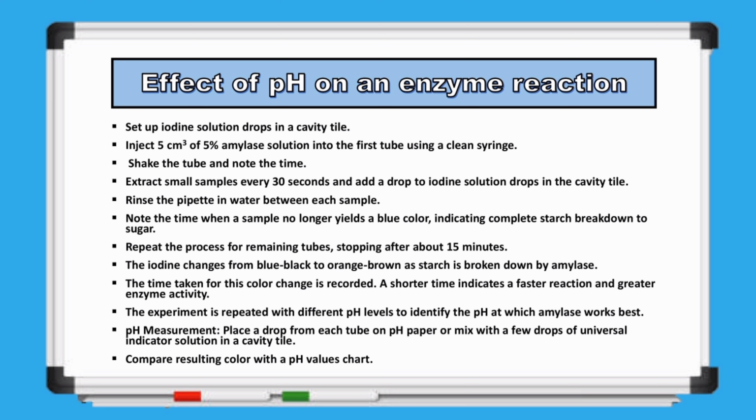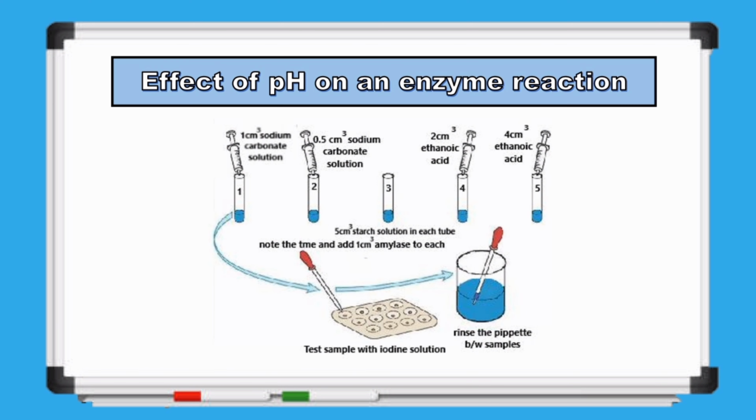Ultimately, this investigation helps us determine how pH affects enzyme activity and identify the pH level at which the enzyme, amylase, functions most effectively. This method provides a practical way to explore the relationship between pH and enzyme efficiency. As shown here, this setup is designed for an experiment investigating how pH affects the activity of an enzyme. There are 5 test tubes, labeled 1 to 5, with a syringe positioned above them. Each test tube contains a different chemical to create a range of pH conditions, as outlined in the accompanying table.